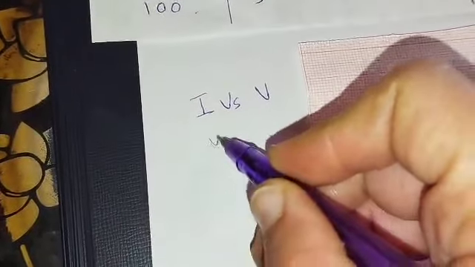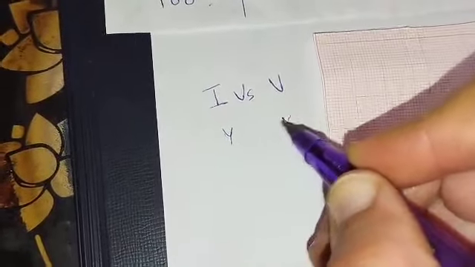This millimetric paper, we use it most of the time in the lab because it's easier to use and more accurate. It's already divided. First of all, I need to know what the variables are that I am drawing, or which variable is represented on the y-axis and which one on the x-axis. For this case, I'm going to draw I versus V. This means that I should be on the y-axis, and V will be on the x-axis.